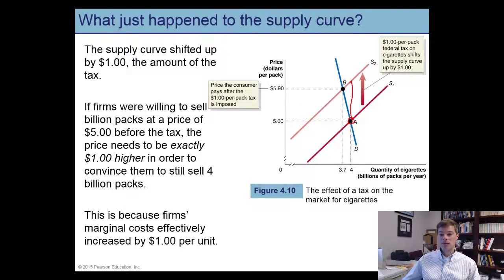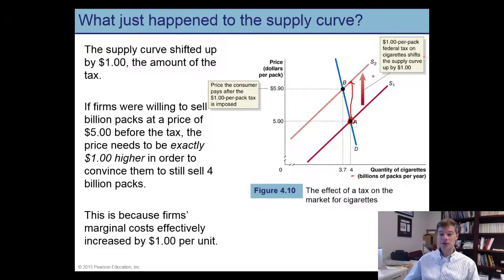So the point immediately above point A would be $6, so that if the producers receive a price of $6 and then pay a $1 tax to the government, what they're left with is $5, and that's what the original supply curve said producers must receive in order to be willing to supply 4 billion packs of cigarettes to the marketplace. Essentially, the per unit tax raises the marginal cost of cigarettes. And so it shifts the supply curve up by that amount to indicate that producers must receive that much more now with the tax in order to be willing to continue to supply the same quantity.